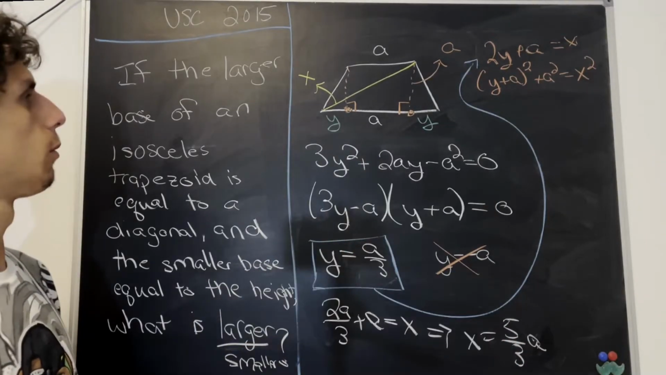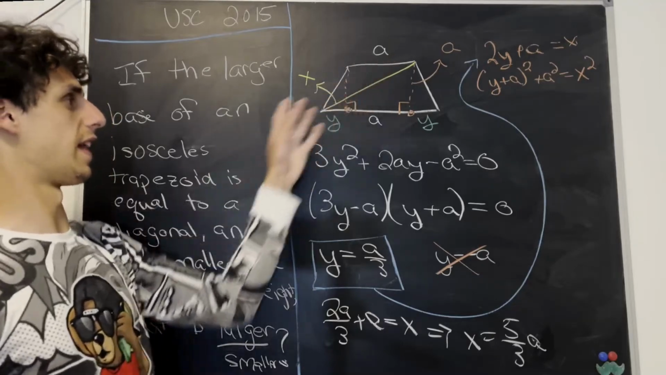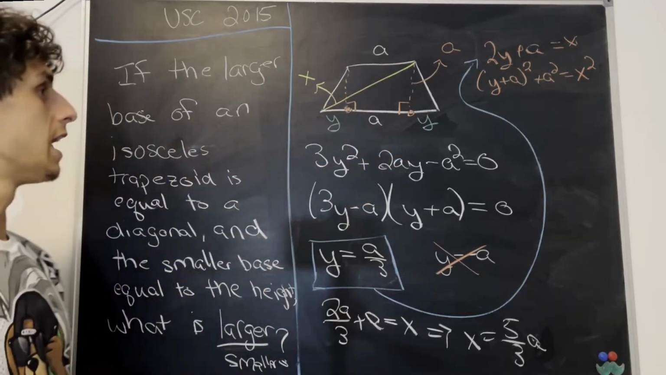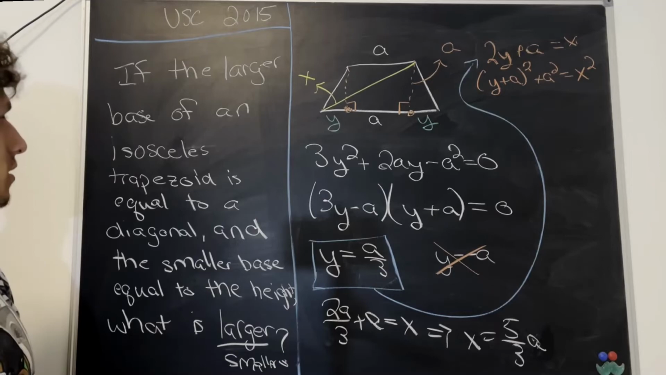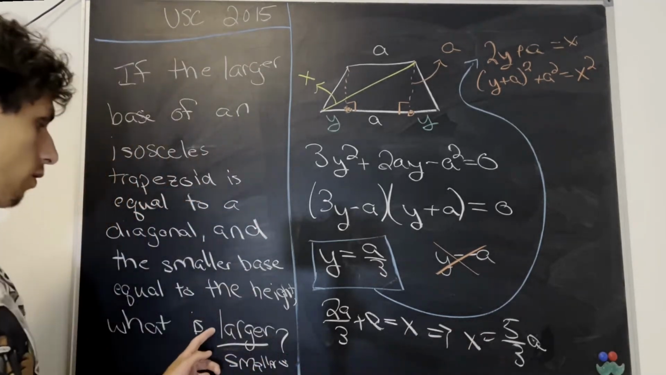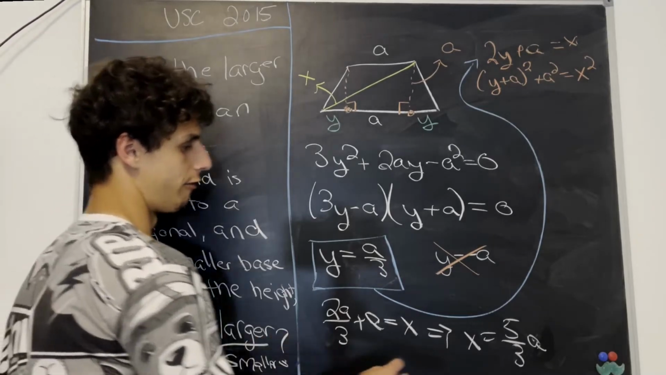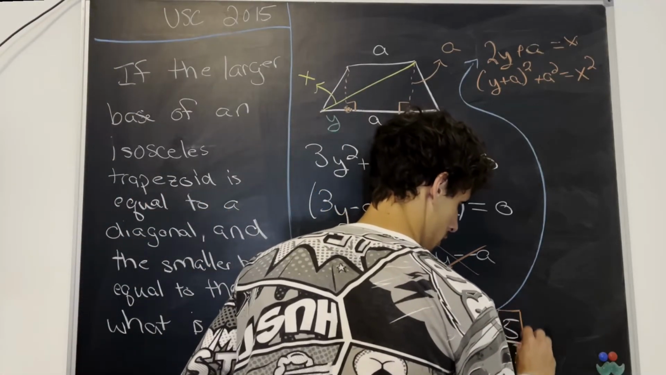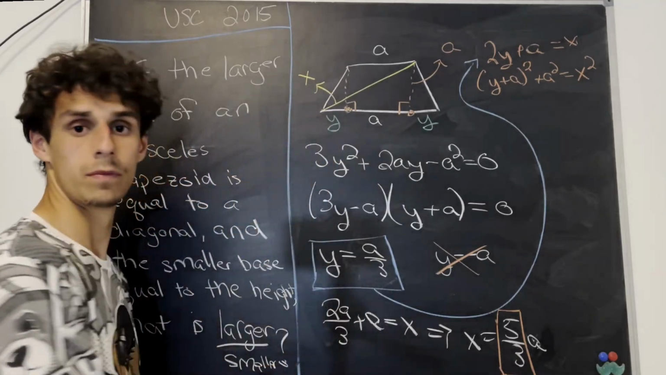Notice that's exactly what we're looking for, because we know that x is the length of the larger base in this isosceles trapezoid, and a is equal to the shorter length, and we have our ratio of larger over smaller, that being 5/3. And that's enough for now.